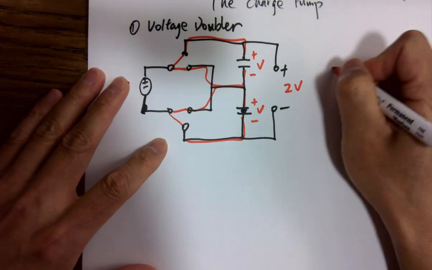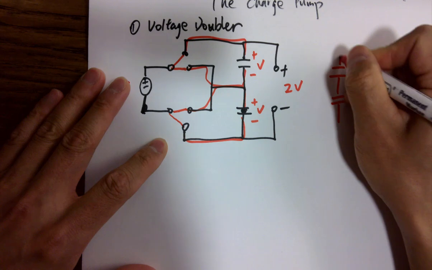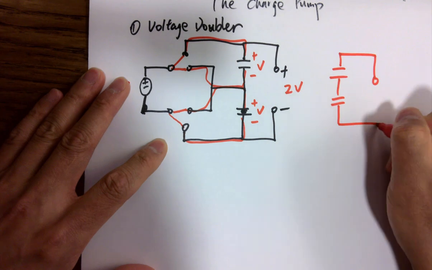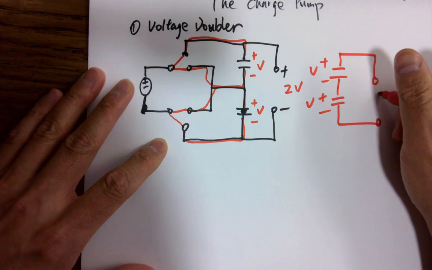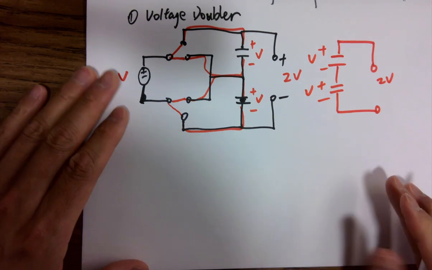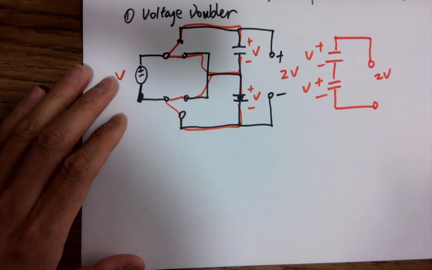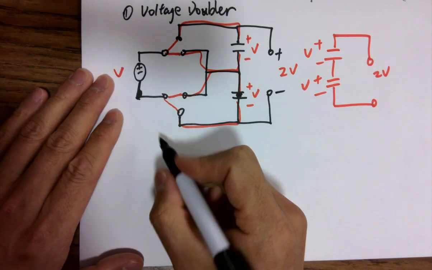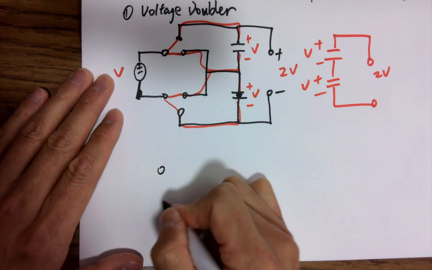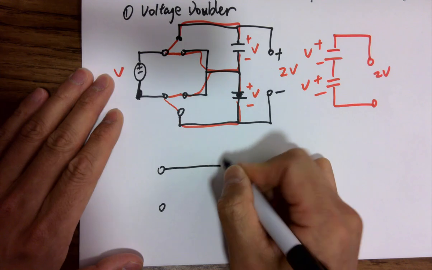Okay, so the model here looks like this. Just to show you the concept. Plus minus V, and you're getting 2V here, right? So that's the model of it. And if you look at the voltage doubler, we have to start with the basic circuit of the rectifier, like this.